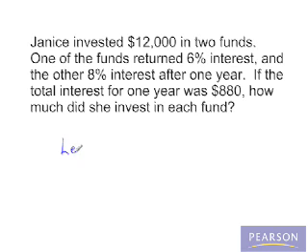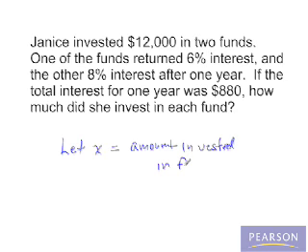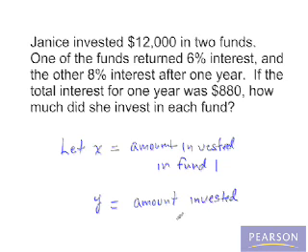So let's let x equal the amount invested in fund number 1, which is the 6% interest, and let's let y equal the amount invested in fund 2, or the 8% fund.